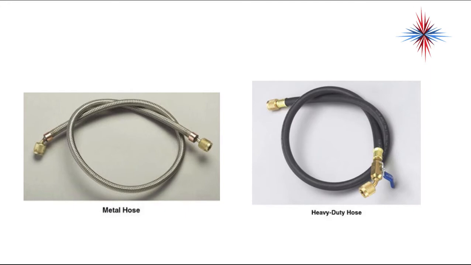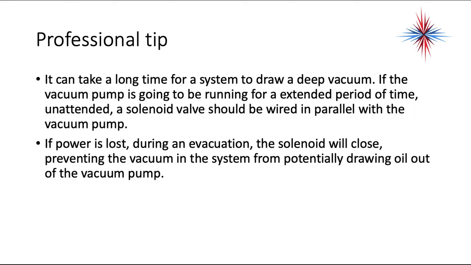It can take a long time for a system to draw a deep vacuum. If the vacuum pump is going to be running for an extended period of time unattended, install a solenoid valve in parallel with the vacuum pump. If the power is lost during evacuation, the solenoid will close, preventing the vacuum in the system from drawing the oil out of the vacuum pump. You can pull the oil out of the vacuum pump if it's shut off without closing the isolation valves.